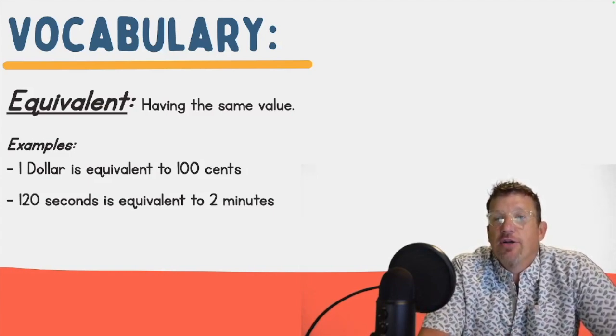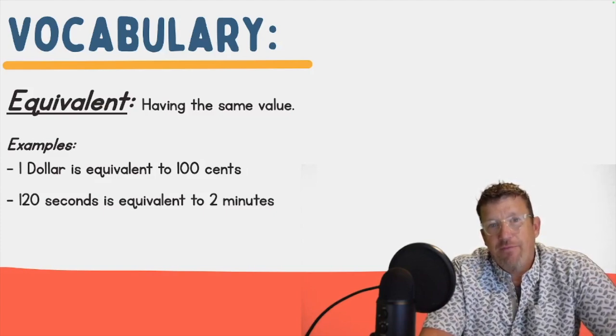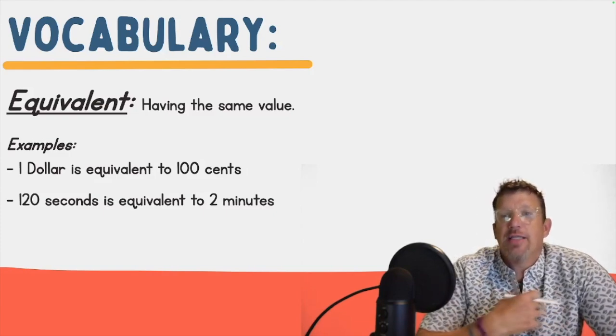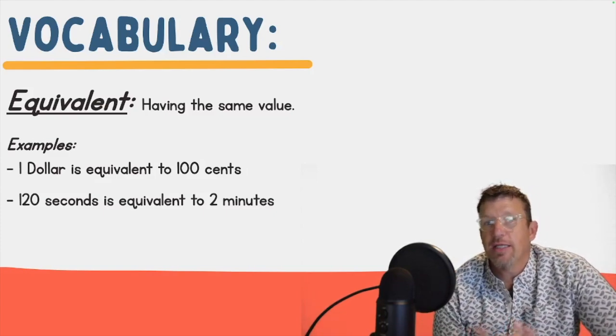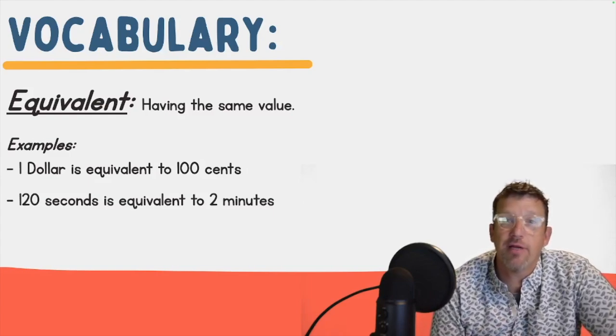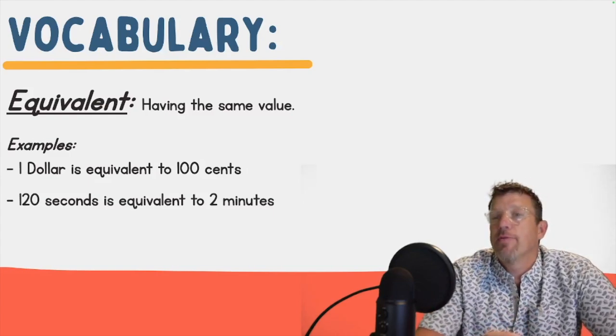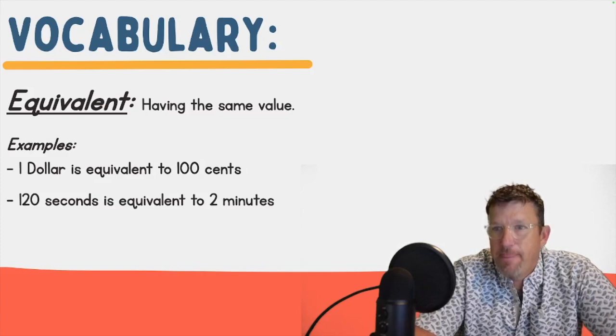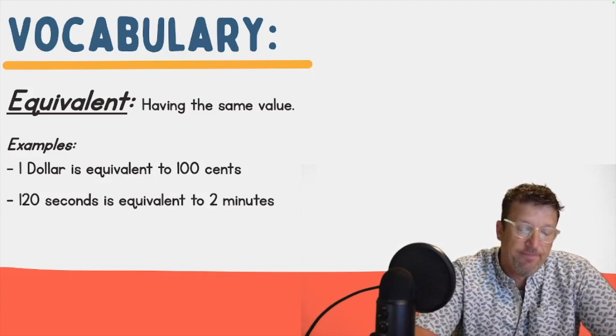If I have 120 seconds, I've gone 2 minutes. So I could tell you I ran for 120 seconds, and then you could tell me, oh, you know what? I ran for 2 minutes. Sounds like a whole different ballgame, but they're actually the same thing, so they are equivalent.